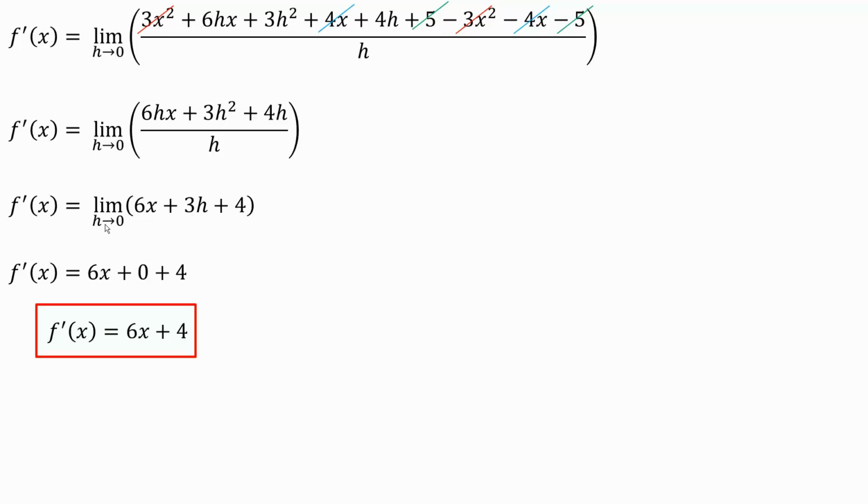And the limit is h approaches 0. So this right here is also 0. And so the derivative for that function is going to be 6x plus 4. And that's all we need to do for this type of problem.